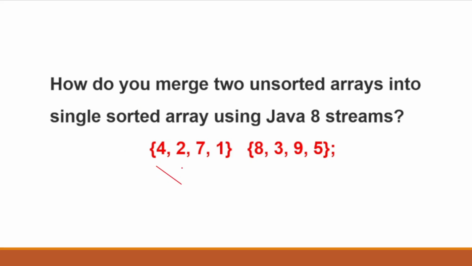If we have been provided with two arrays, like 4, 2, 7, 1, and another array with some numbers like 8, 3, 9, 5, or multiple arrays, then what we have to do is merge them into one single array. Here I will cover three scenarios: first a simple merge, after that a sorted merge, and after that a merge with no duplicates. All those approaches I will follow here.